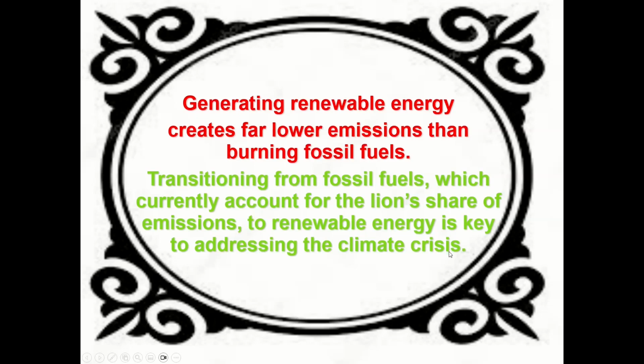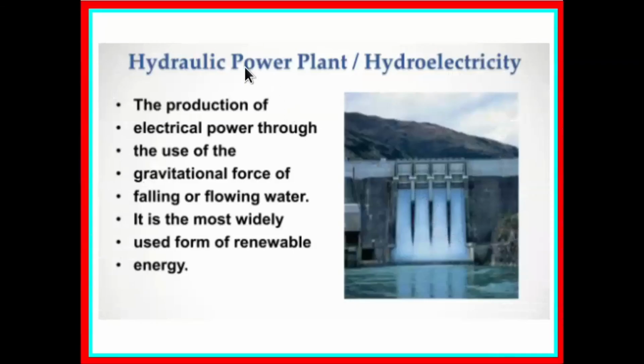So, I will just briefly discuss the hydraulic power plant which produces hydroelectricity and the thermal power plant. So, we have essentially production of electrical power through the use of the gravitational force of falling or flowing water. It is the most widely used form of renewable energy.